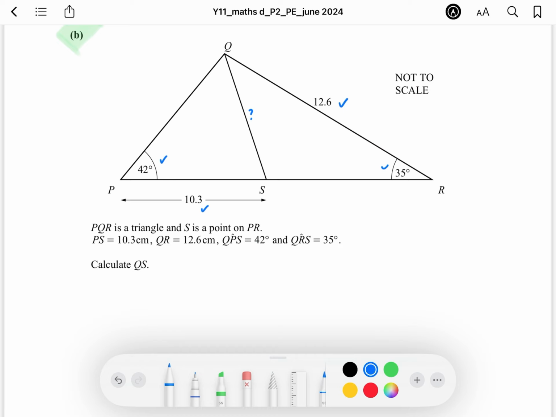To find QS here, let's look at this triangle. We can't use the sine rule, because you only have one angle here. For the sine rule, you need to have two angles and one side, and we only have one angle and one side, so you can't use the sine rule here.